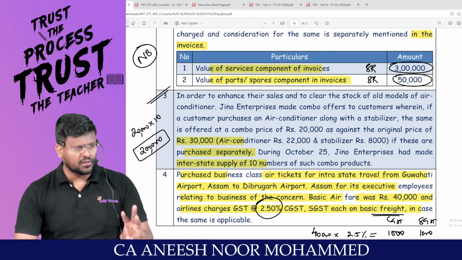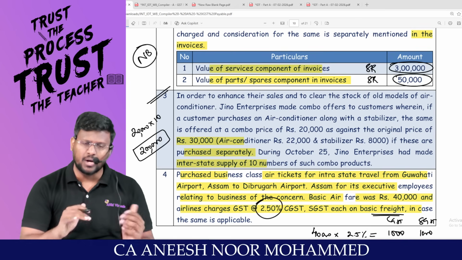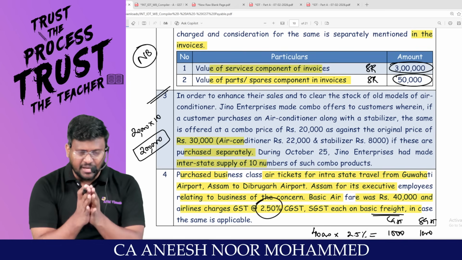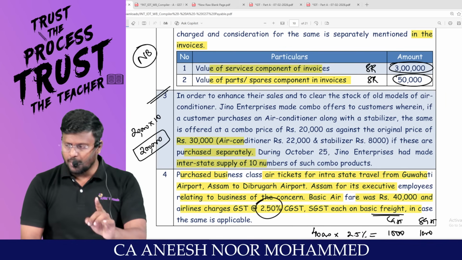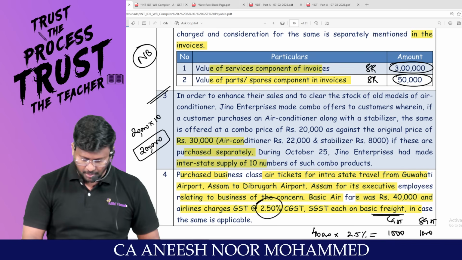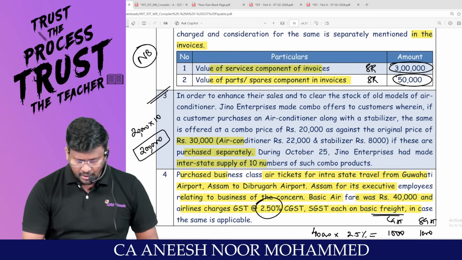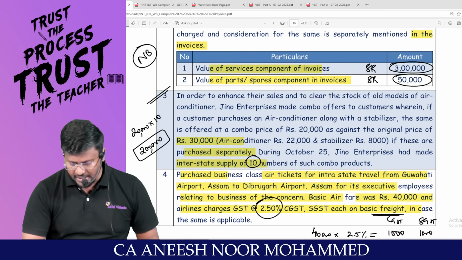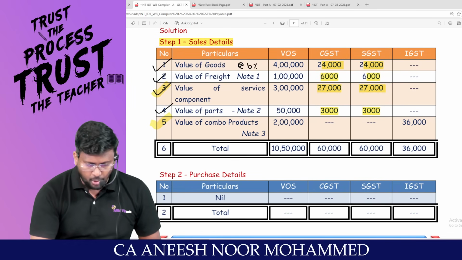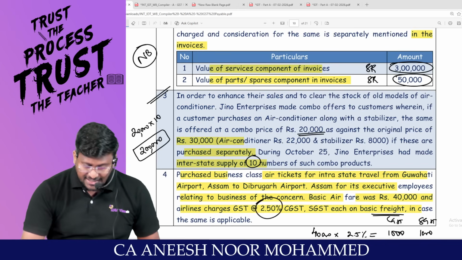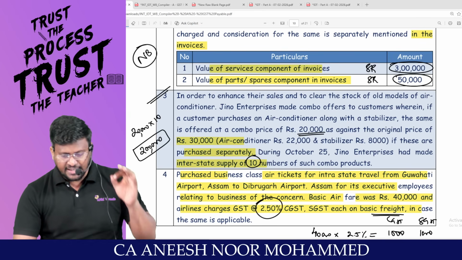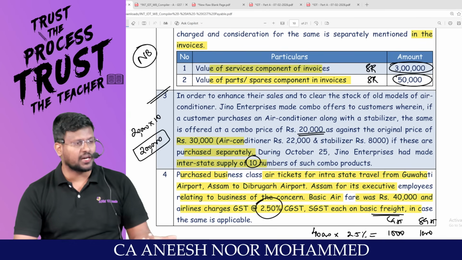The third one, sir, you have sold what plus what? AC plus stabilizer. Selling AC plus stabilizer in a combo offer for a single price is a what supply? Mixed supply. Then highest rate of tax should be applicable. Sir, how many sets you sold? 10 sets. Sir, with a price of 20,000. So 20,000 into 10. That's why value of the combo offer 2 lakh. Sir, it's an interstate supply.